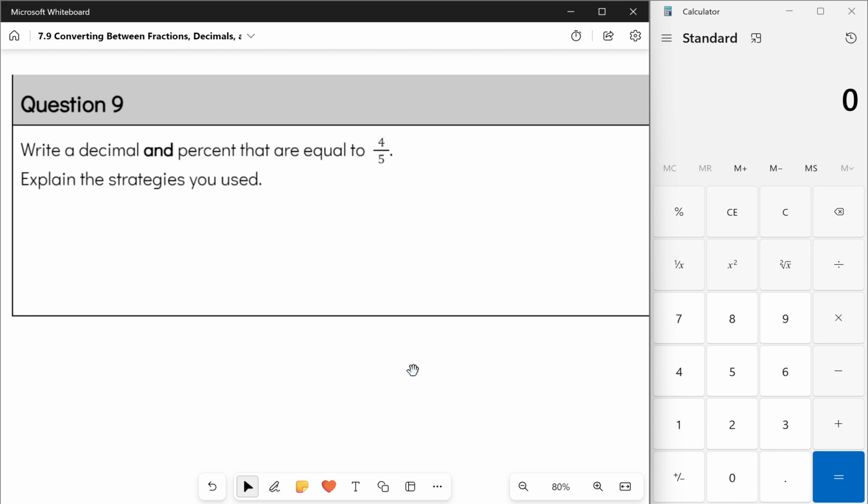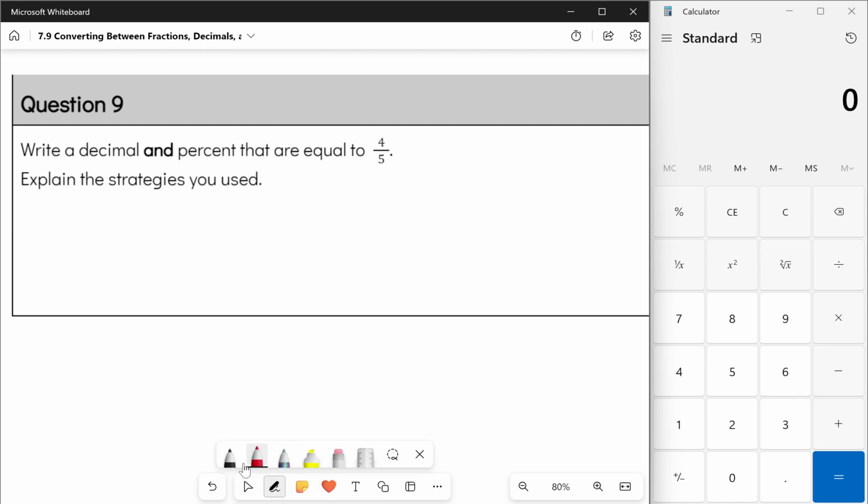Okay, hello. Today we are looking at question 7.9, converting between fractions, decimals, and percents. Question 9 reads, write a decimal, and you can see it's bolded, we can't forget decimal, and percent that are equal to 4 over 5, equal to 4/5. It also wants us to explain the strategies that we used.